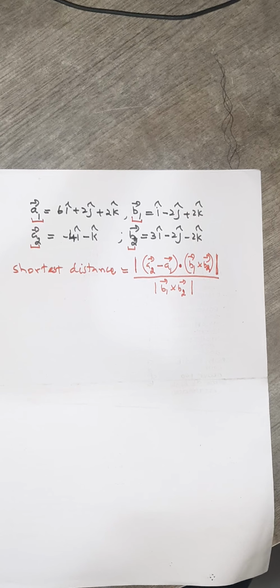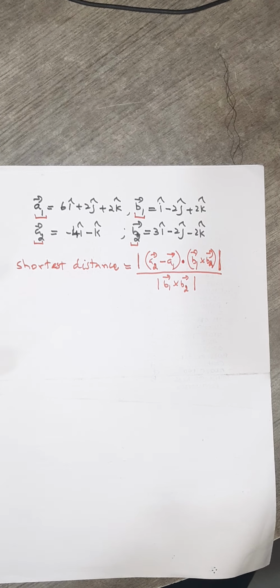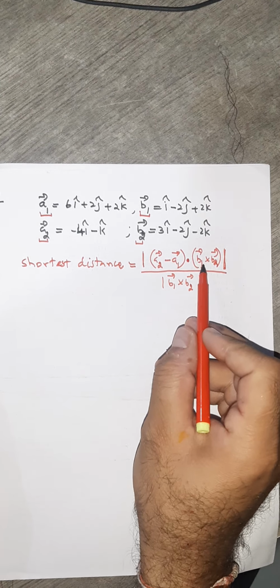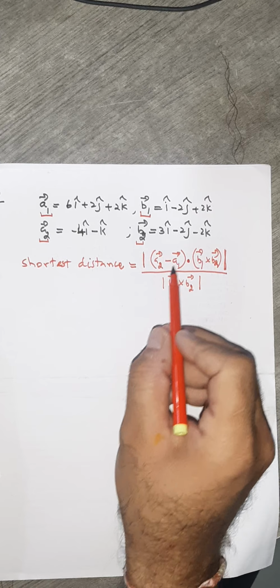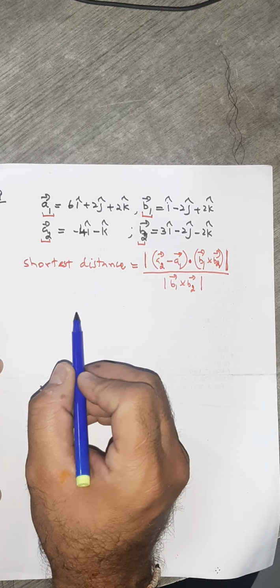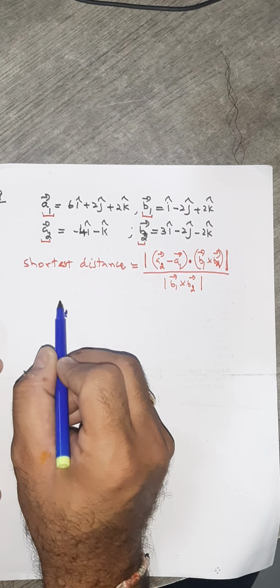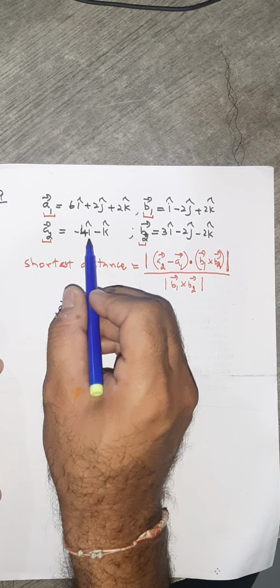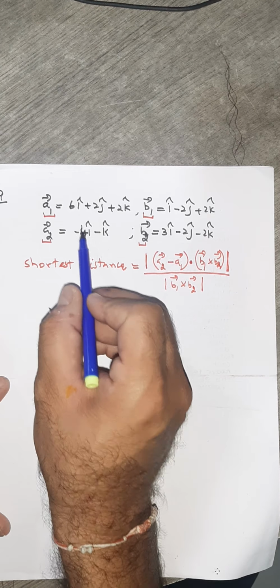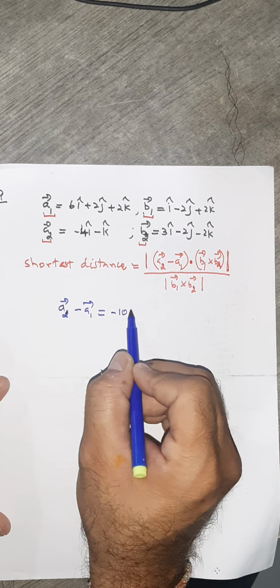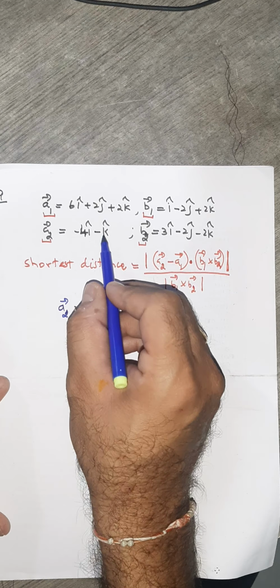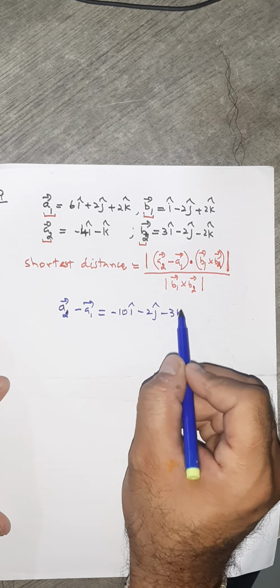What is the formula? Formula is nothing but, inside the modulus, a2 minus a1, these two vectors, dot the cross product of the two directions upon their magnitude. So we just find all these values and we place them there. Right? It's not a difficult question. Let me write here vector a2 minus vector a1, that is this minus this. It's a simple subtraction: minus 4 minus 6, minus 10 i cap, minus 2 j cap, this minus this, which is minus 3 k cap. Fine.